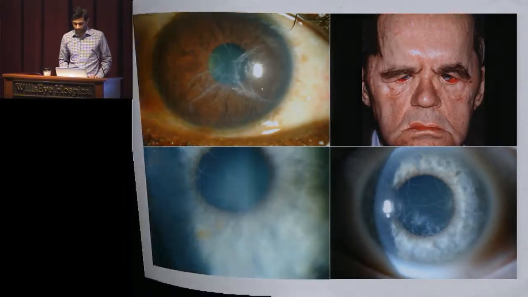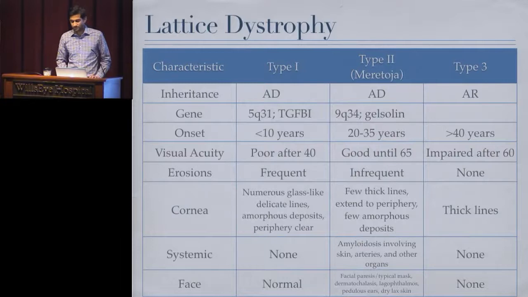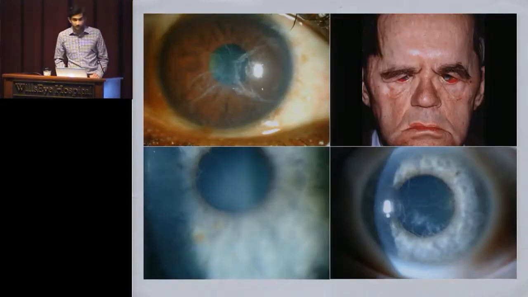Yeah, that one's easy. All right, so there's actually 3 types of lattice. BCSC really only mentions 2, type 1 and type 2, at least my version only mentions 2. Type 1 and type 2 are autosomal dominant, both of them. Really the difference is, I think the bottom right is type 1. And type 1 is really fine lattice lines, not associated with any systemic problems, and these lesions are more central.